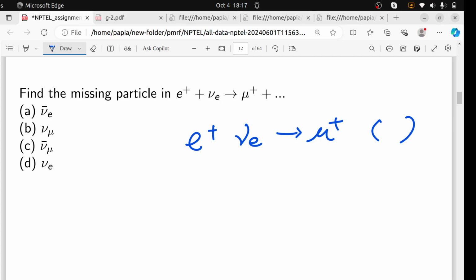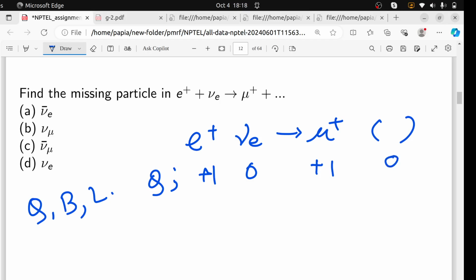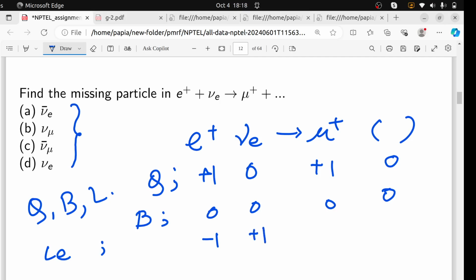So for this we have to check Q, B, L. Q means the electric charge. The charge is plus 1, this is 0, this is plus 1, so whatever the charge is there, it will be 0. That means a neutral particle should be there, and you can see all 4 options are neutral, so any one can be the actual one. Now for baryon number, no one is a baryon, so the other one should not be a baryon. Now come to L: Le, L mu, L tau. Let's say Le. For e plus, Le is minus 1. For mu e, Le is plus 1. So as a whole, on the left hand side, it is 0.